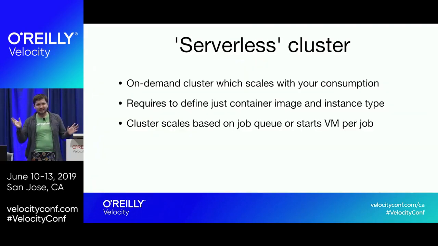It's kind of a serverless cluster. We have a cluster here, we have servers here, but it's serverless in a way that you don't have to care about servers. So basically, it's usually two things. It's either a cluster which scales completely automatically based on your job queue, or there's a service which basically makes one VM per job. AWS Batch is an example of the latter, and of the former, Fargate is an example.